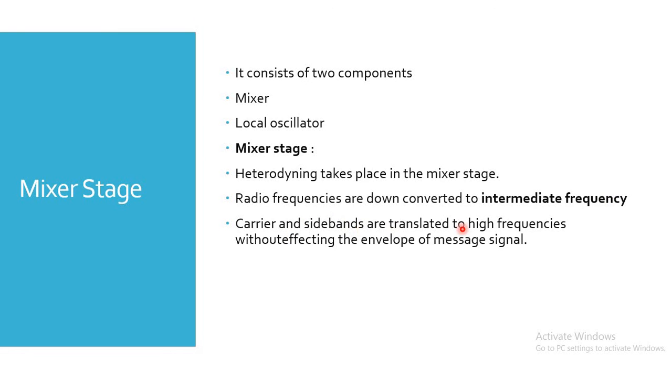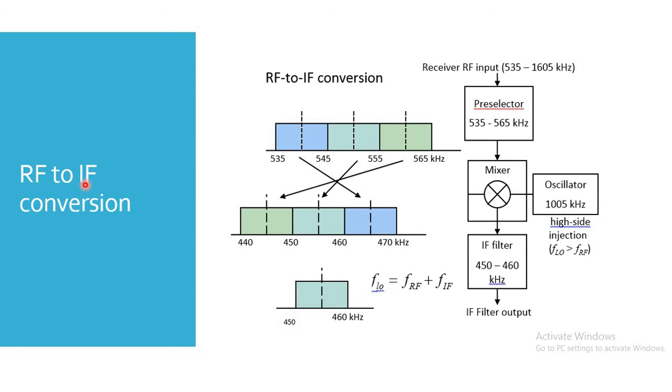The carrier and the sidebands are translated to the higher frequency without affecting the envelope of the message. We are not at all affecting the envelope, that is, we are not affecting the voltage of the signal. We are only reducing the carrier frequency to the intermediate frequency. So this is the job of a mixer stage. Now this is how the RF frequencies are converted to the IF frequency, that is the intermediate frequency.